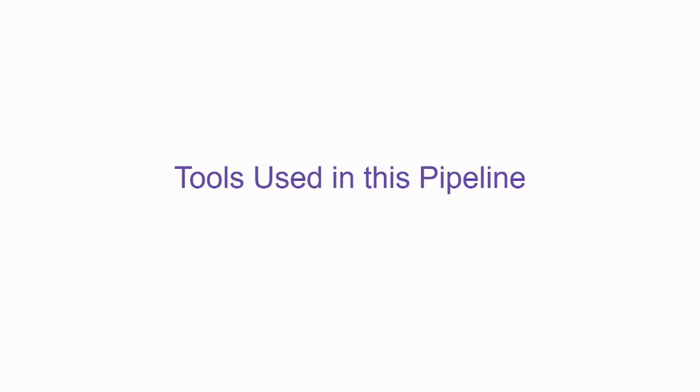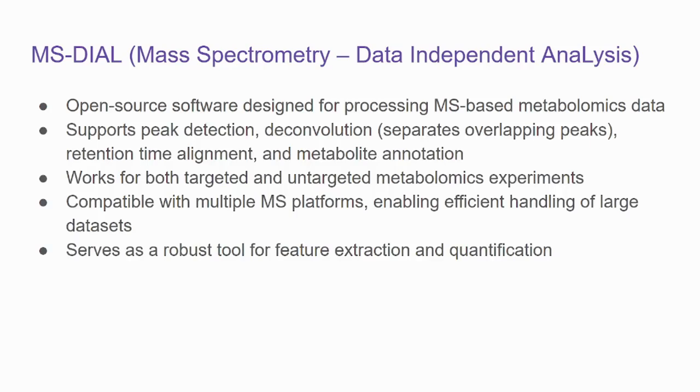So now, tools used in the pipeline. Basically, the most widely used tool is MZMine. MZMine is a paid version. If you check most of the metabolomics research papers, they will be using MZMine. But as it is a paid version, we have taken MS-DIAL, which is open source software. We can download it freely and use it free of cost. So that is why we have chosen MS-DIAL.